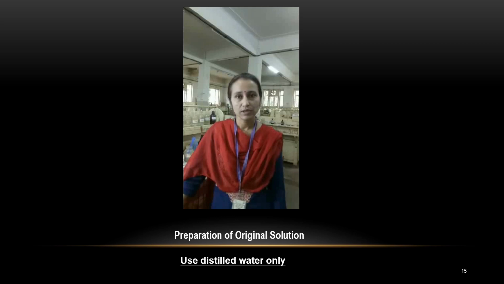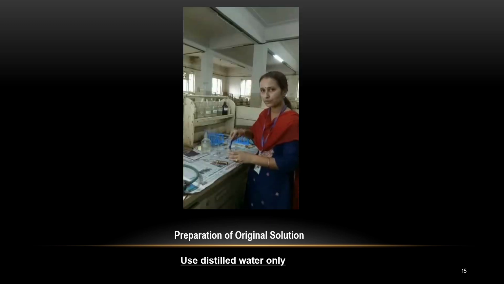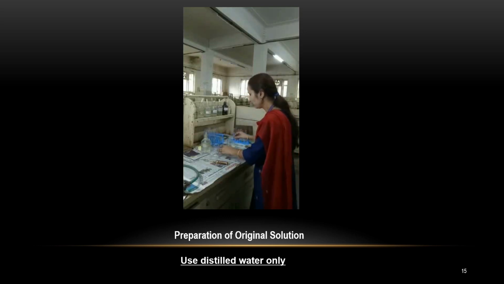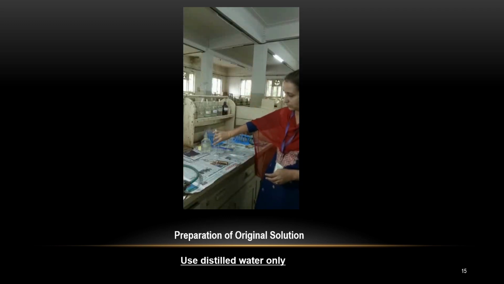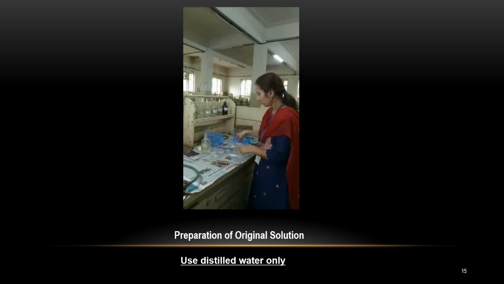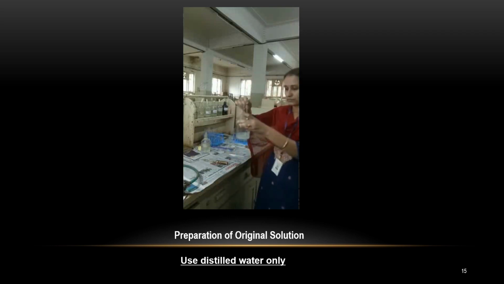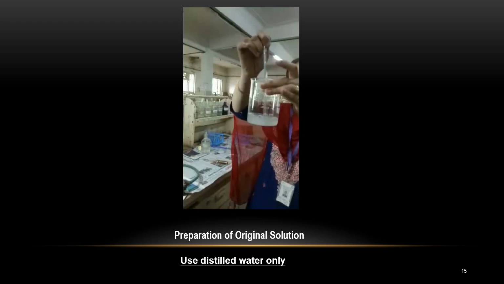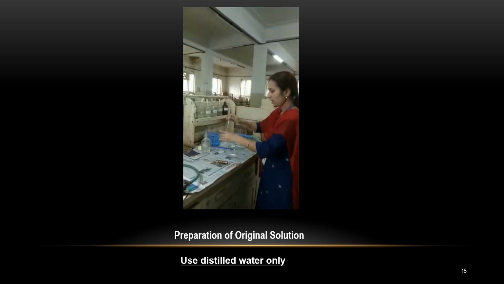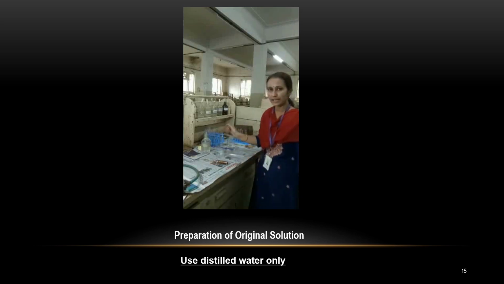Now these are further confirmed by using the wet test. For the wet test, we require the original solution. Take approximately 1 gram of substance in a beaker, and then add 1 test tube of distilled water. Stir with the help of a glass rod. We get a clear solution, and this solution is used for further analysis.